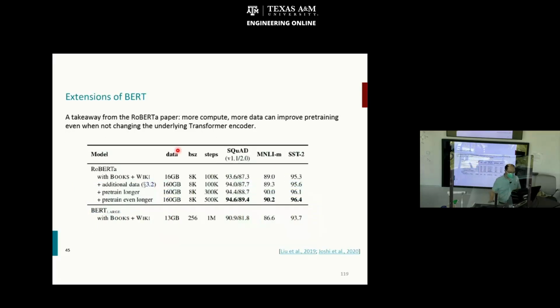And this is what the RoBERTa paper is taking away. Basically, they take longer time to pre-train, and then use more data. And even if you don't change the underlying transformer encoder, your performance can get better. So that's their take-home message.